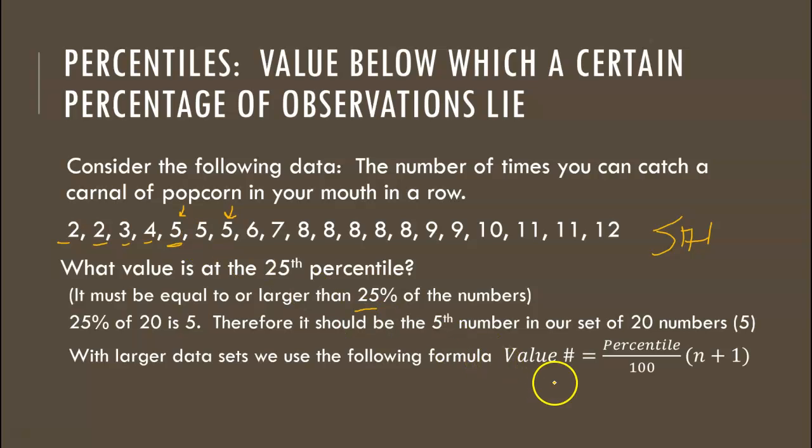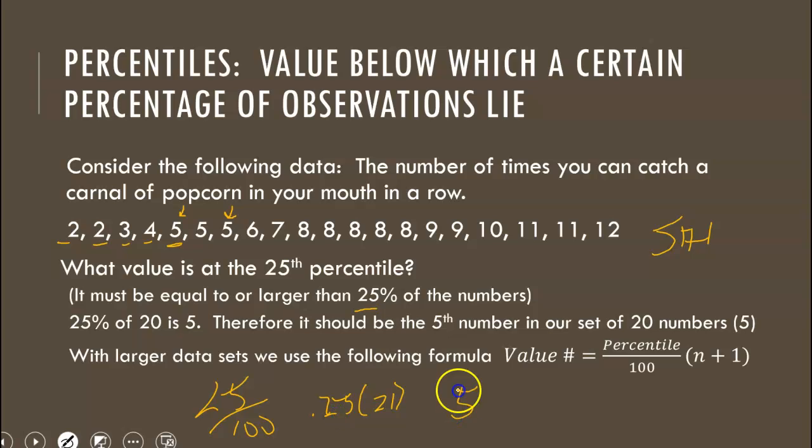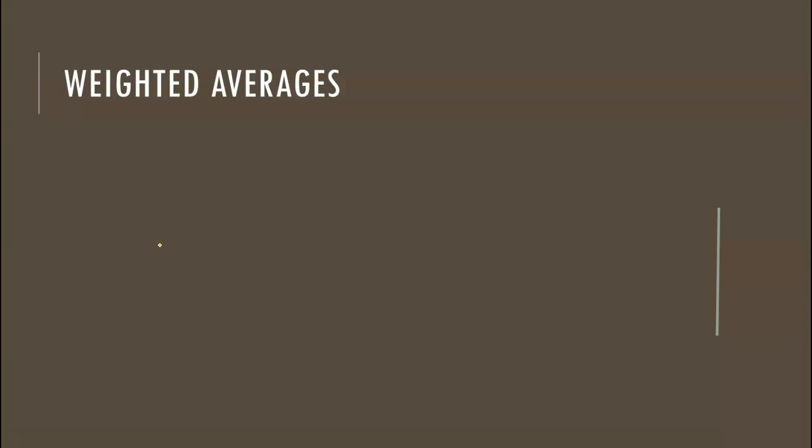So with larger data sets, to avoid that problem, we would use a number something like this. For example, if I wanted to find the 25th percentile, I would put 25 out of 100, which is 0.25. Then I'd multiply that times the number of numbers, which in this case is 20 plus 1. If I take 0.25 times 21, that's going to be 5.25. So in the 25th percentile, I would go to the 5.25 number, which would still be 5. Let's move on. Let's take a look at weighted averages.